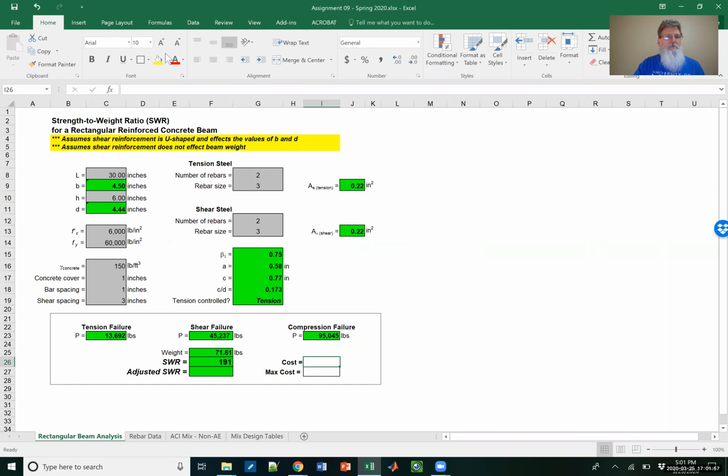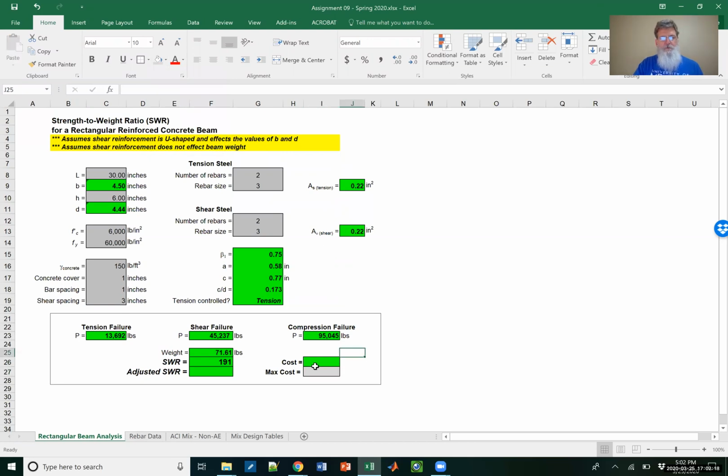I'll come up here with my fill bucket and I think I'll just do a quick copy paste here. That'll get me the format I want. And then here this will be gray. That's the same as before.